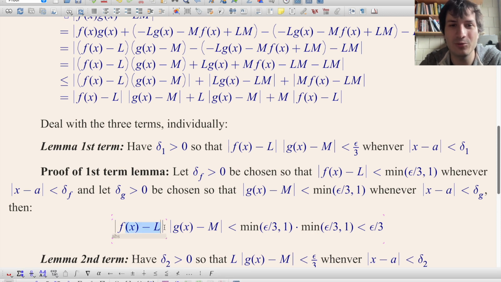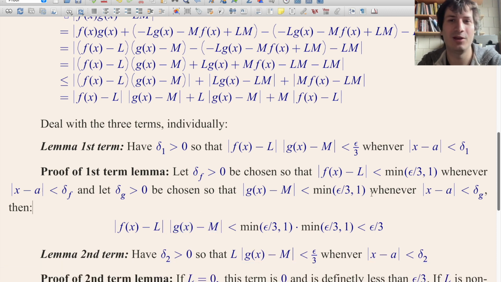Okay, so for this one to hold, we need to be within delta f. For this one to hold, we need to be within delta g.